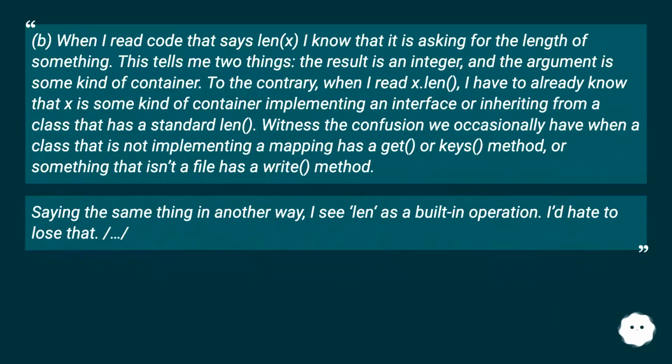B: when I read code that says len(x), I know that it is asking for the length of something. This tells me two things: the result is an integer, and the argument is some kind of container. To the contrary, when I read x.len(), I have to already know that x is some kind of container implementing an interface or inheriting from a class that has a standard len. Witness the confusion we occasionally have when a class that is not implementing a mapping has a get or keys method, or something that isn't a file has a write method. Saying the same thing in another way, I see len as a built-in operation. I'd hate to lose that.